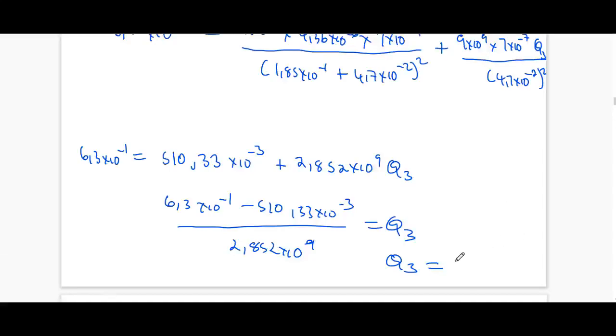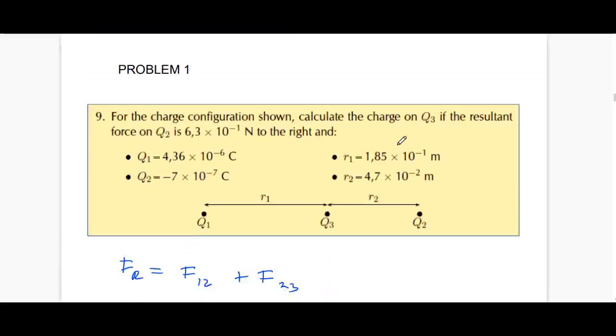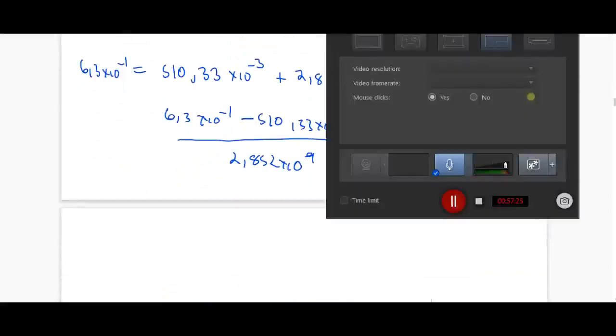Okay, so how much am I getting? I'm getting 4.20 times 10 to the power minus 11 coulomb. Okay, this is the charge that I'm getting, so it tells me that it's positive. So now this positive charge is being attracted towards the right.